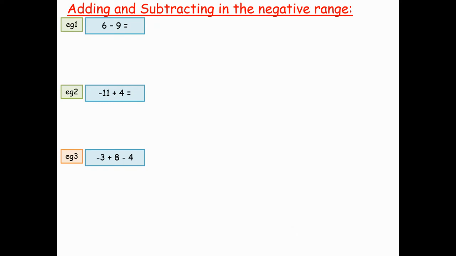The topic for this video is negative numbers. We're going to start off with adding and subtracting negative numbers. So as an example, look over here, 6 minus 9. How can I work that out?